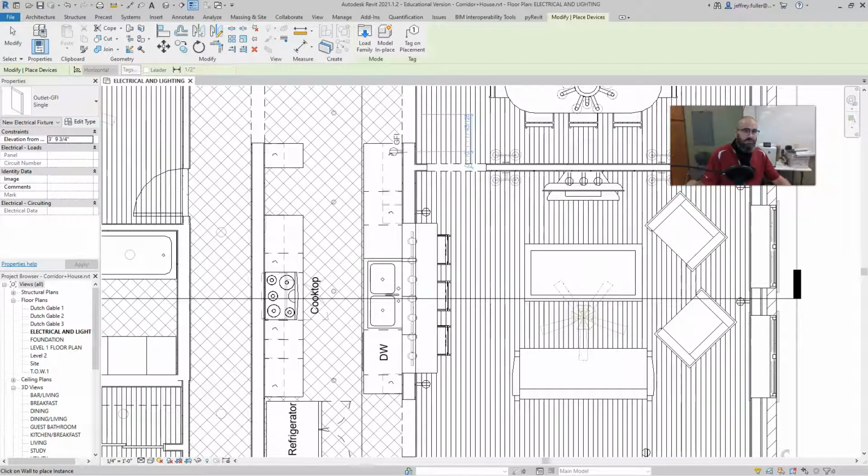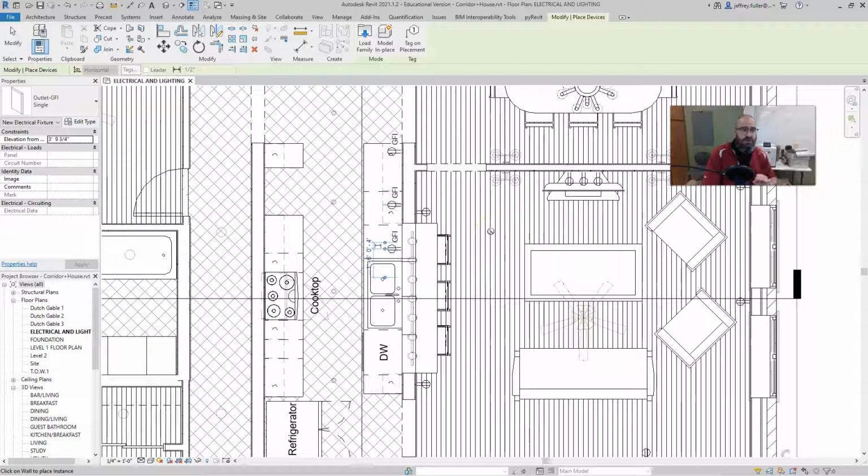Don't really overdo it. You don't want to be ridiculous, but I'm going to start right here by this corner and put one above that, and I'm going to come over probably about right in here and put another one. And I'm going to put one over here kind of close to the stove. And these are GFI receptacles.